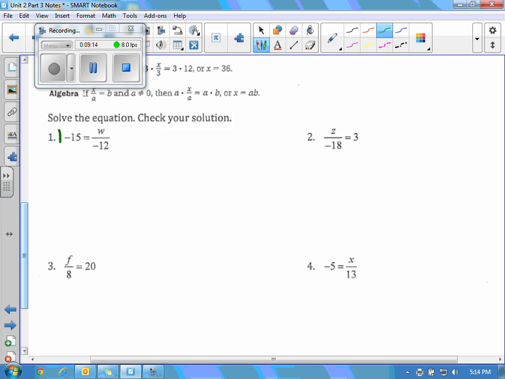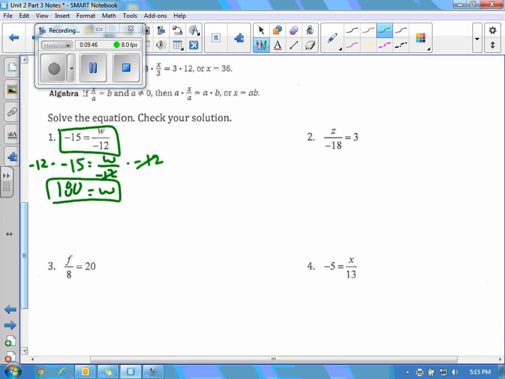So I'm going to box and rewrite. So I have negative 15 equals w divided by negative 12. So the opposite of division is multiplication. So I'm just going to multiply by negative 12 over here on the right because these will cancel, and I'll just be left with w. If I do that on the right side, I also have to do it on the left. So I multiply by negative 12 on the left as well. A negative times a negative is a positive. 12 times 15 is 180. So 180 will be my answer.